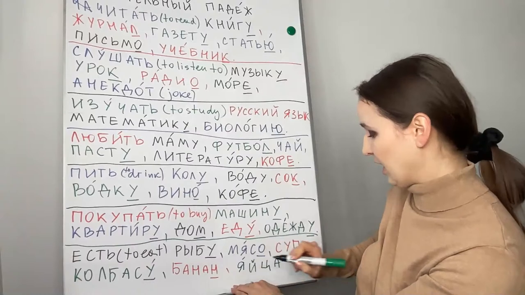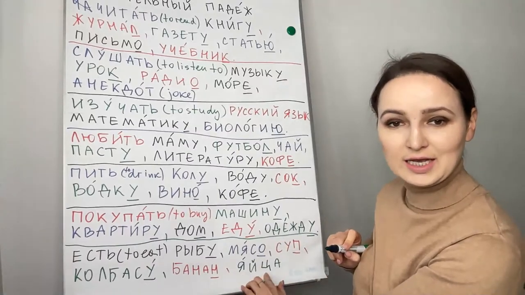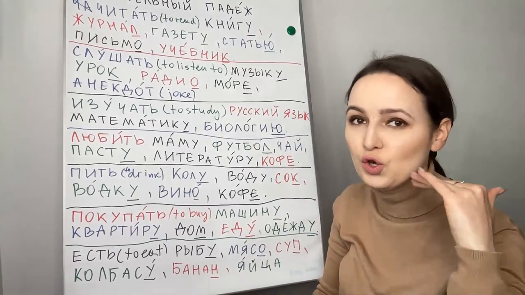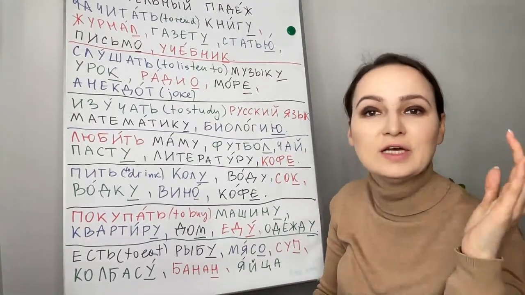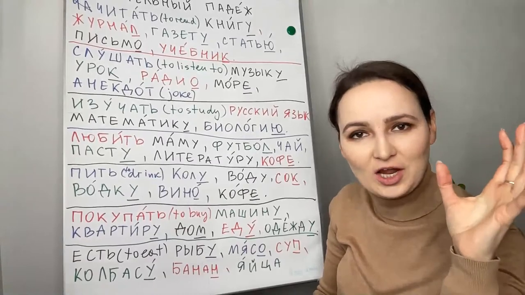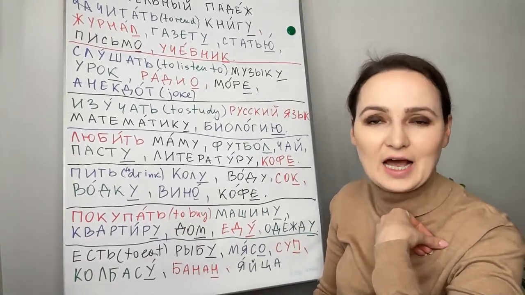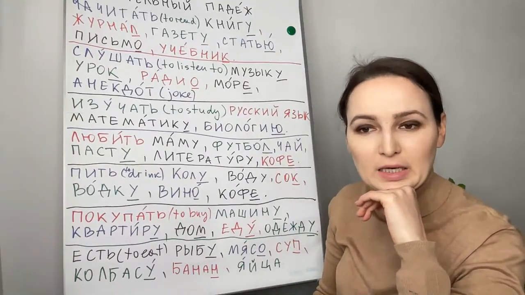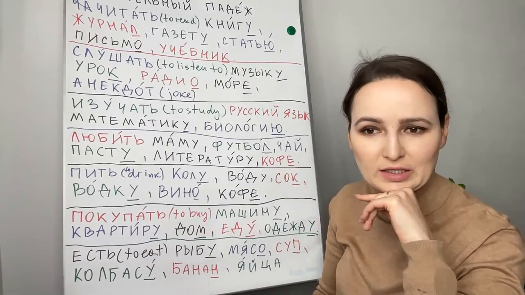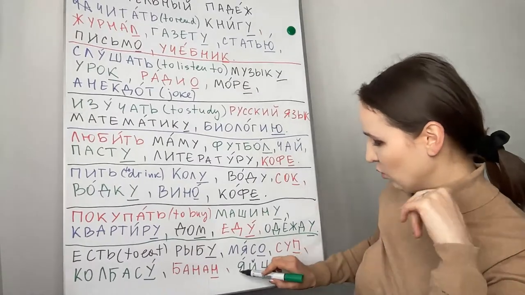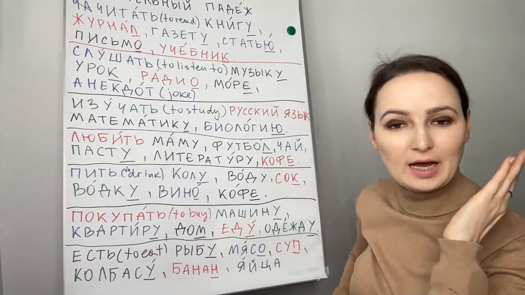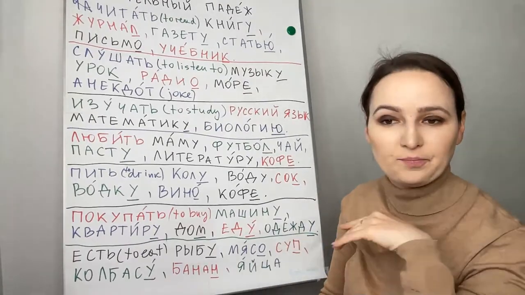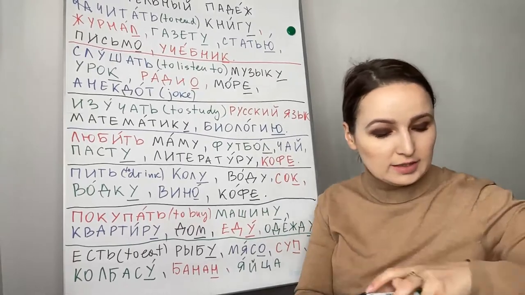Яйца. Here, я is stressed. To eat eggs, есть яйца. Not банану. No, no, no. In accusative, masculine nouns do not change. Есть банан. Я ем банан. Nothing will happen with the word банан. Да. Я ем ужин. Again, masculine noun. Nothing will happen with it. Я ем яйца. I eat eggs. Nothing will happen with this word. Очень хорошо.